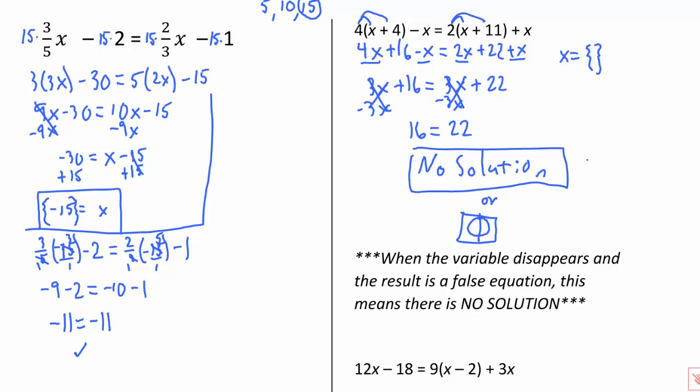Now, because there's no solution, we can't check this. Sorry, there's just no way of doing that. We just know that once you get to 16 equals 22, there's guaranteed to be no solution. Now notice that we've written it down here. When the variable disappears and the result is a false equation, this means that there is no solution.